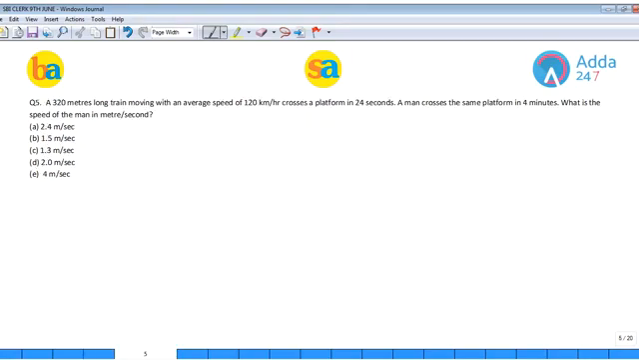Question number 5. A 320 meters long train moving with an average speed of 120 km per hour crosses a platform in 24 seconds. A man crosses the same platform in 4 minutes. What is the speed of the man in meter per second? So the speed of train in meter per second will be equal to 120 into 5 by 18. We'll multiply it by 5 by 18 to convert it to meter per second. So that will be equal to 100 upon 3 meter per second.